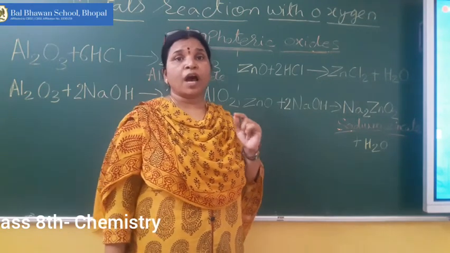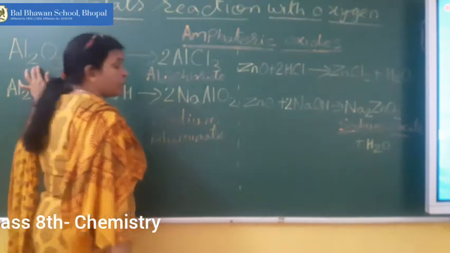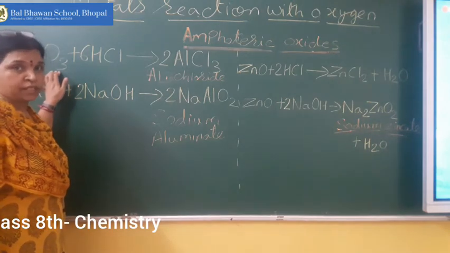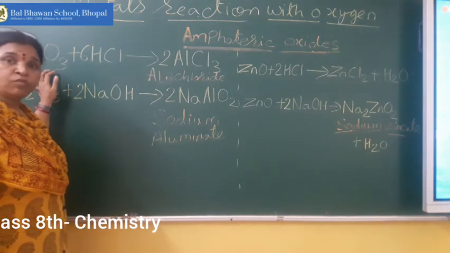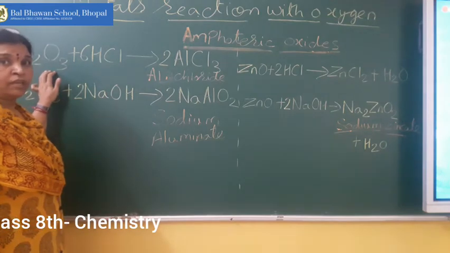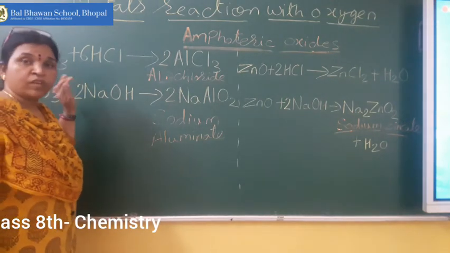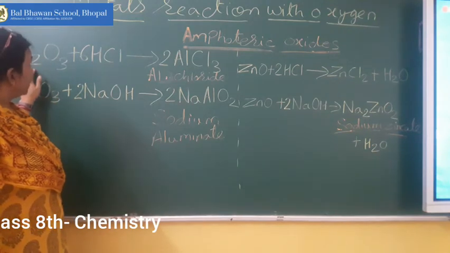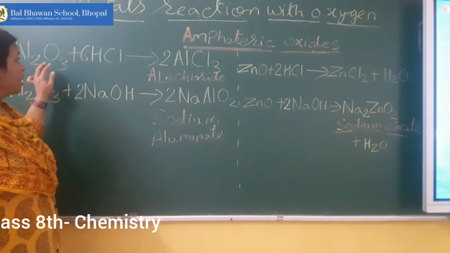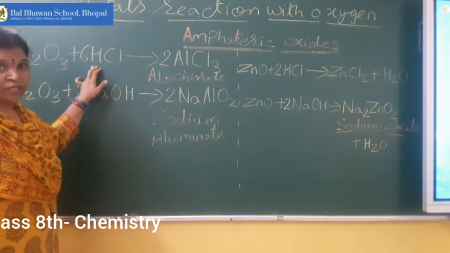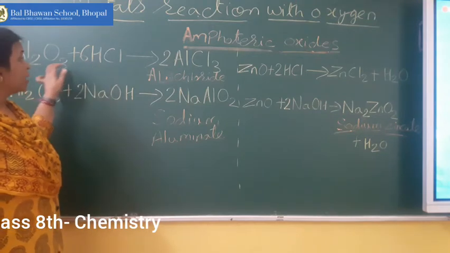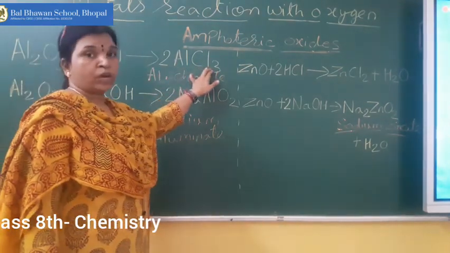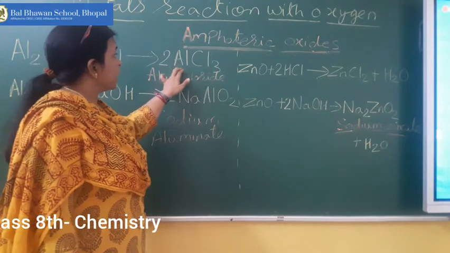Now coming to another metal, that is aluminium. When aluminium reacts with oxygen, it produces aluminium oxide. Now we have to test the nature of this aluminium oxide, for which I will try to dissolve it in water, but it is not soluble. Then I will take a part of the aluminium oxide and mix it with hydrochloric acid. It is soluble and it reacts with hydrochloric acid to produce aluminium chloride, that is AlCl3.